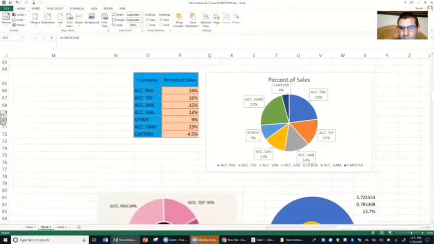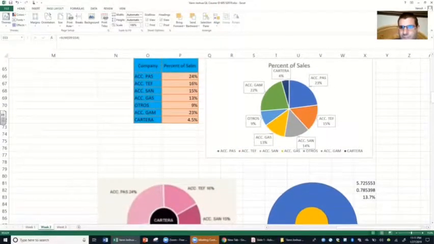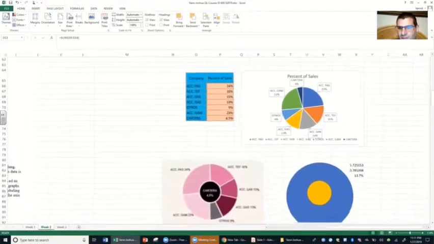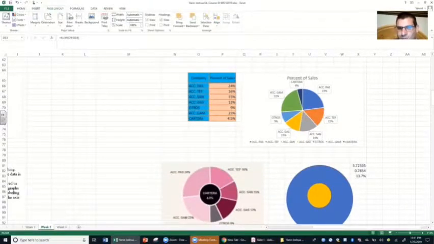And then we did the same thing for percentage of sales. Whenever you use the different types of pie charts, it shows different information, and stuff is shown in a different way.